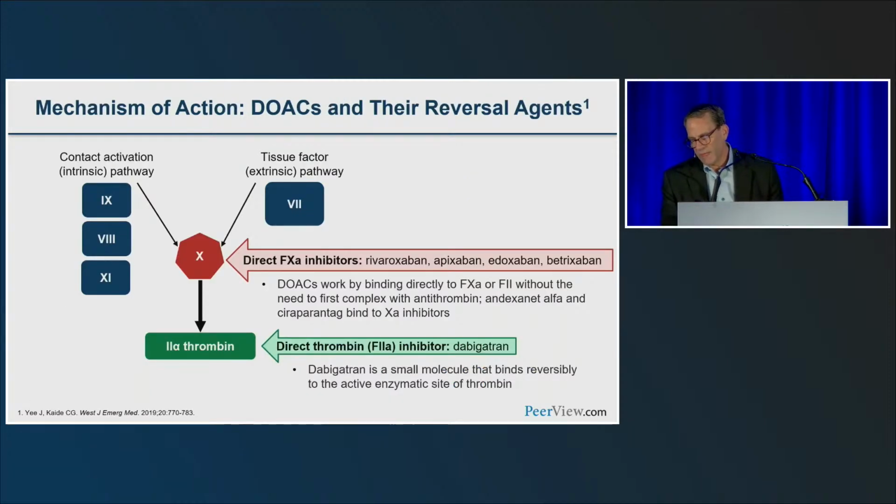So the mechanism of action for the DOACs, the factor Xa inhibitors, of course, affect factor 10, which along with factor 5 is part of the prothrombinase complex that converts factor 2 to 2A. And then the direct thrombin inhibitors directly affect 2A.